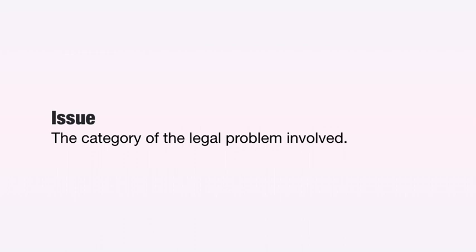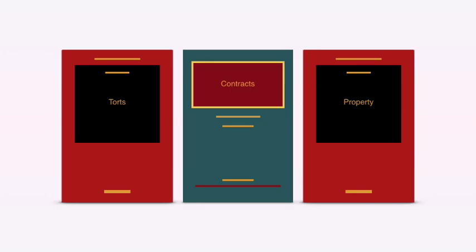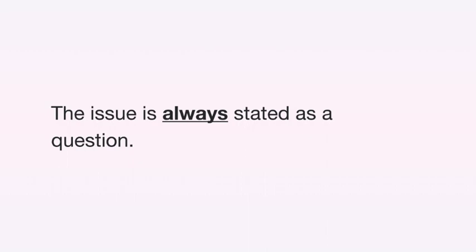The issue or issues. The issue refers to the category of legal problem involved. Some cases involve a single issue, while others present multiple issues. If we look at it at a macro level, issues can be sorted by subject matter: torts, contracts, criminal law, and so on. Obviously, for each class, you will be looking at issues within that subject matter. Now, the issue is always stated as a question. Issues can be stated broadly, but "who wins" is way too broad, or more narrowly, but always as a question.